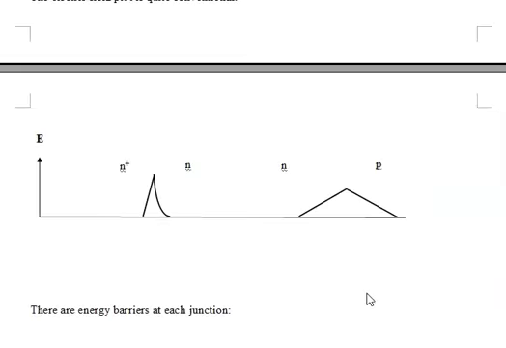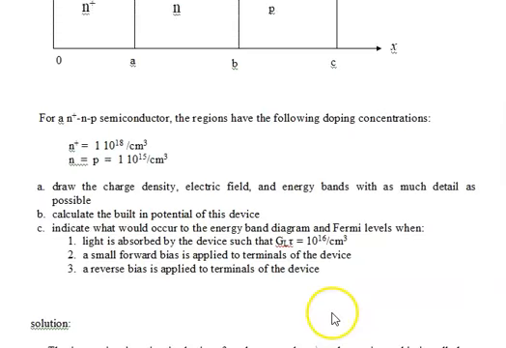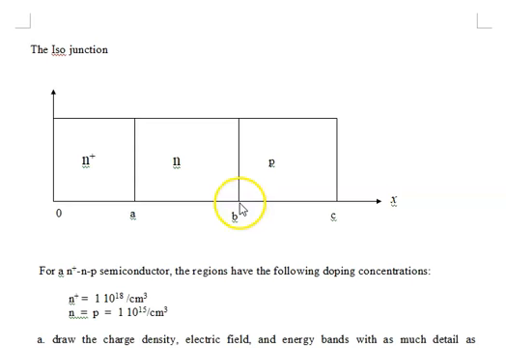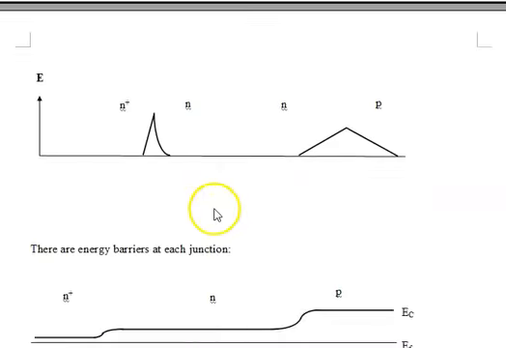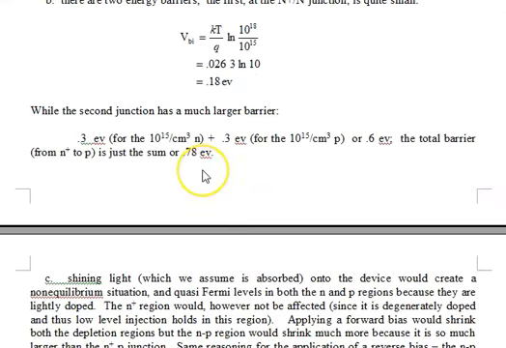At this point, where is it? This point is 0.6. 0.3 here, 0.3 there. We've seen that before. 10 to the 15th is 0.3 eV. Here it's 0.18. So the entire barrier is just the sum of those, or 0.78.